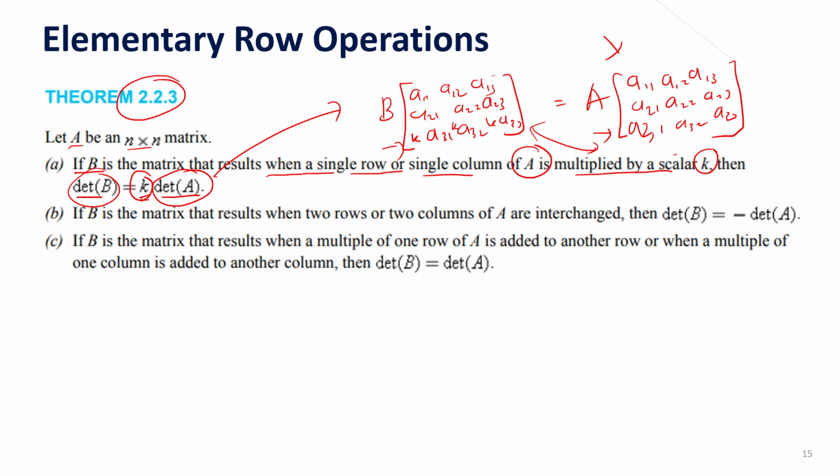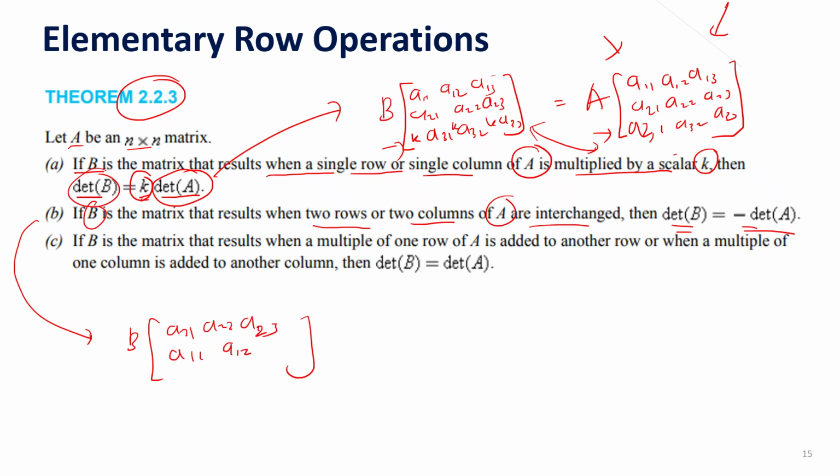Okay, that's about it. And then another one: when you have a B matrix that is the result of two rows or two columns of A being interchanged, the determinant of B will equal minus the determinant of A. So in this case, we still have the same A here. B will be an interchange of, let's say, the first row and the second row. So A21, A22, A23, A11, A12, A13.